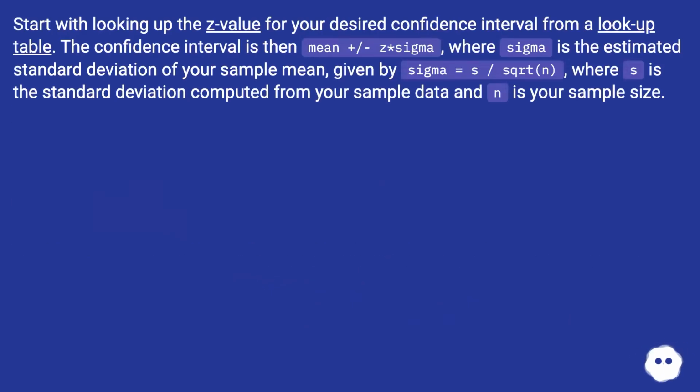Start with looking up the z-value for your desired confidence interval from a lookup table. The confidence interval is then mean plus or minus z * sigma, where sigma is the estimated standard deviation of your sample mean, given by sigma equals s / sqrt(n), where s is the standard deviation computed from your sample data, and n is your sample size.